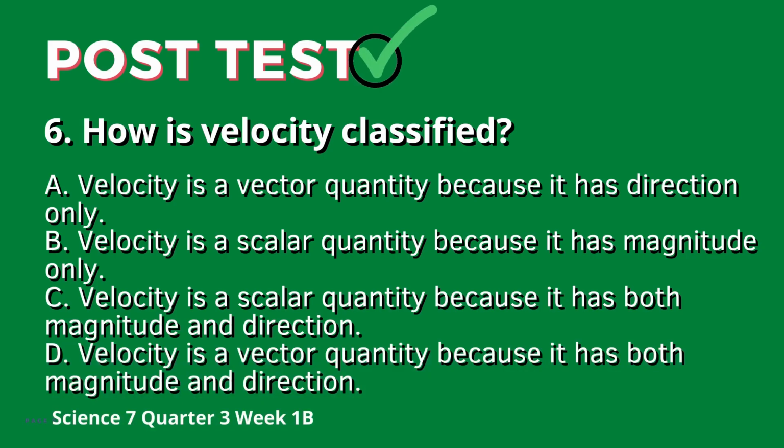6. How is velocity classified? A. Velocity is a vector quantity because it has direction only. B. Velocity is a scalar quantity because it has magnitude only. C. Velocity is a scalar quantity because it has both magnitude and direction. D. Velocity is a vector quantity because it has magnitude and direction.